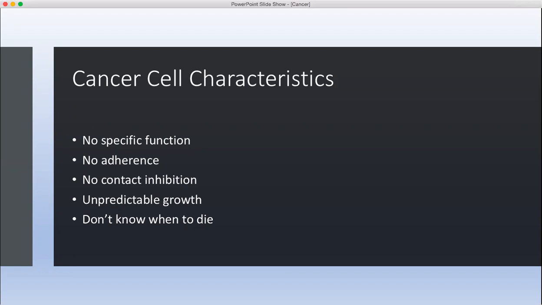Another good thing about normal, healthy human cells is that if they're dysfunctional, or there's something wrong with the DNA, or there's something wrong with the way that it's functioning, it knows when to die. That's called apoptosis. The cell dies when it's supposed to die, or if it gets too old, right? And it's time for it to go, it knows when to die. But again, cancer cells, they don't have those types of characteristics, because they are human cells, right? They're human cells kind of gone wild, I guess.